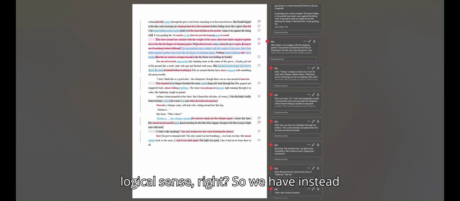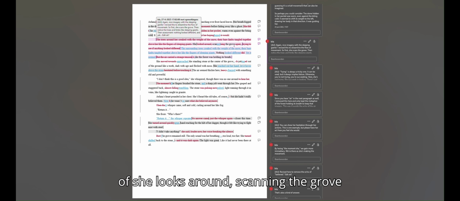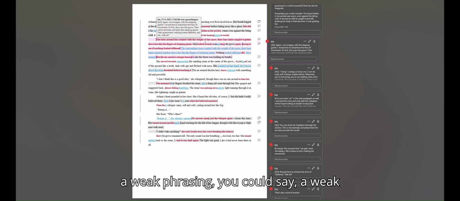So we have, instead of she looks around, scanning the grove again, which is kind of double, like she's looking around and scanning. Looking around is more a weak phrasing, you could say, a weak kind of verb, because looking doesn't specify to us how she's looking. Whereas scanning is a lot more specific, because that's kind of the thing. Stronger verbs are more specific than weak verbs.